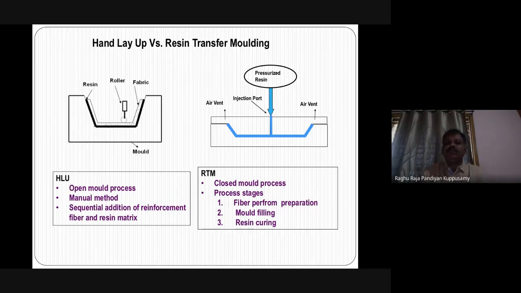When it comes to resin transfer molding, you have two halves. It's a closed mold process with a bottom mold as well as a closed top mold. The process stages are: first, you prepare the fiber preform. Then you fill the mold by injecting pressurized resin. Then the resin may be cured under elevated temperature, or at room temperature. Once curing is done, you demold it. That's the end of the process.